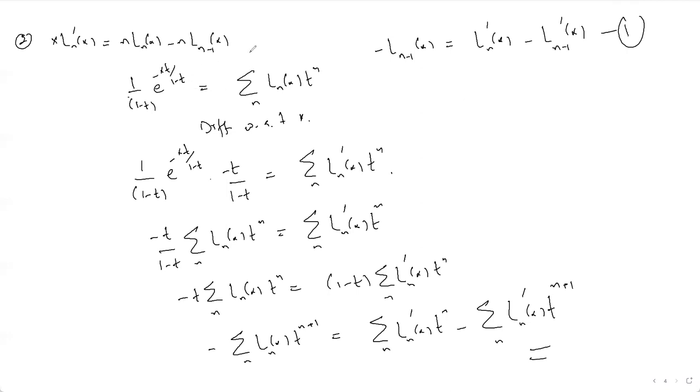So how will we do that? I will do one thing. Before that, this minus sign that I have here, I will write this simply as l n prime of x will be equal to, here I am writing l n minus 1 prime of x, minus l n plus 1 of x.